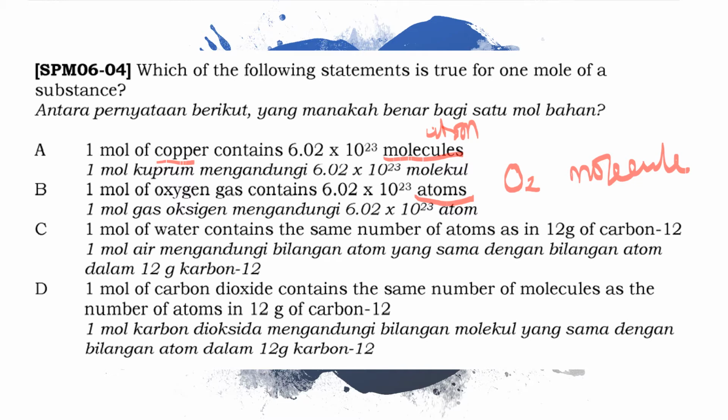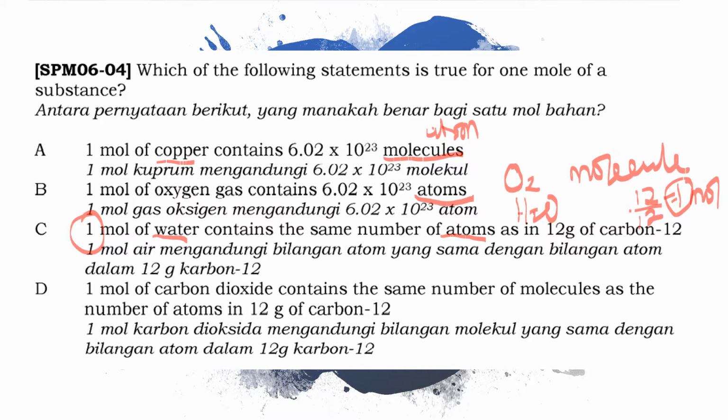C, 1 mole of water contains the same number of atoms. Water is a covalent compound with formula H2O. The type of particle should be molecule, as in 12 gram of carbon-12. 12 gram of carbon-12 is equal to 1 mole because 12 gram over molar mass 12 is 1. Even though the number of mole is the same, because of the word here, C is wrong.